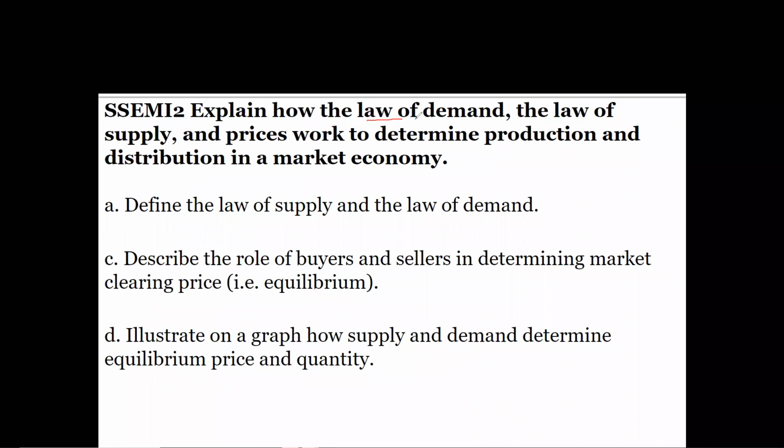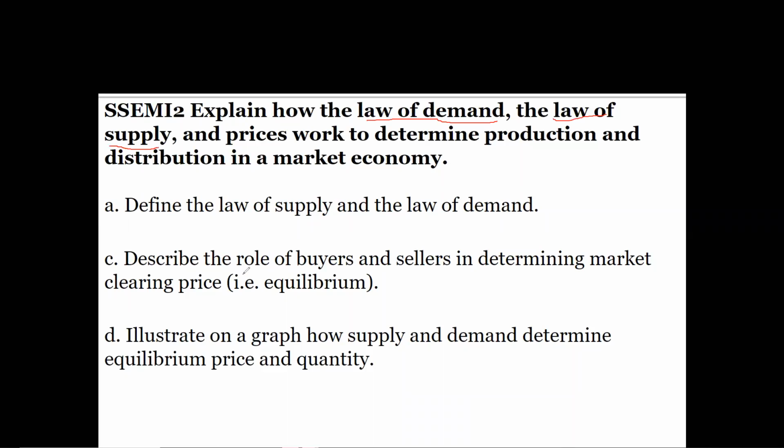So we come here to the standards, and in the standards, a couple key things. We're going to talk about the law of demand, which you have obviously covered in your vocab work, and the law of supply, also in your vocab work. And then we're going to talk about how prices determine production and distribution in the market economy. In other words, how things are made, who gets them. Going back to those three economic questions of what we're going to make, how we're going to make it, and who gets it once it's made.